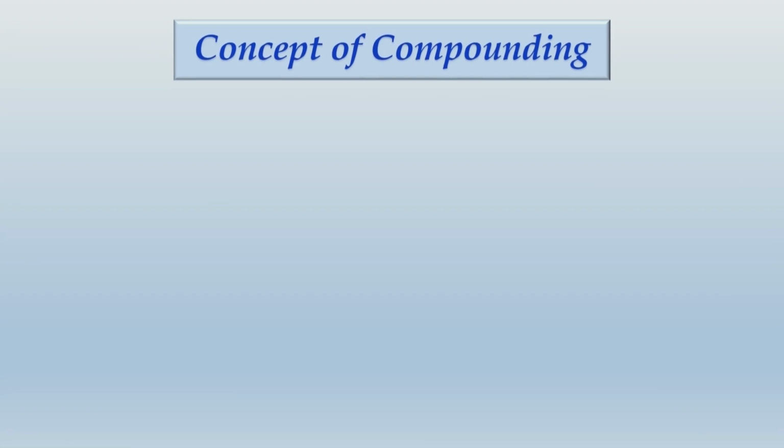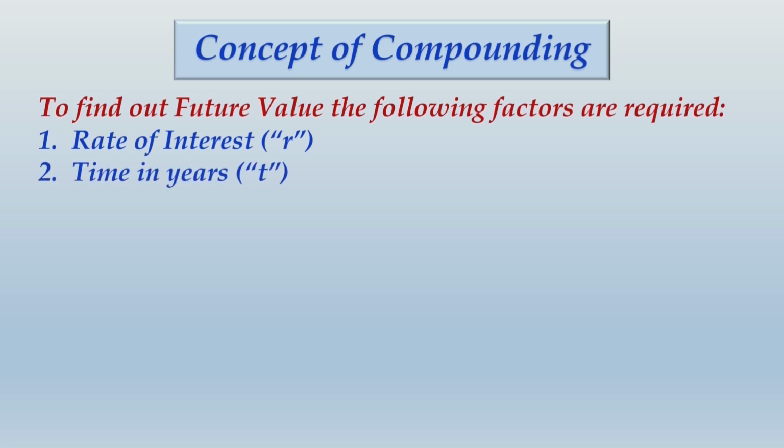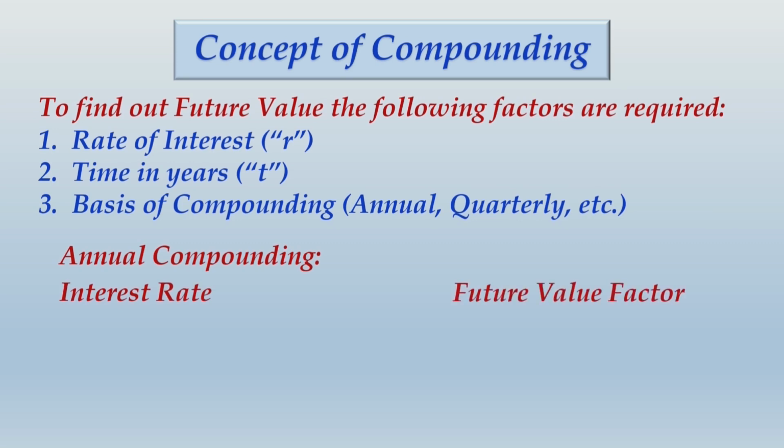Under the heading concept of compounding, to find out future value, the following factors are required. Number one, the rate of interest, represented as R or I. Time in years, mentioned as T or sometimes even N. The basis of compounding is also needed, whether the compounding is annual, quarterly, monthly, whatever it may be. If we go with annual compounding and the interest rate is given, you can find the future value factor.